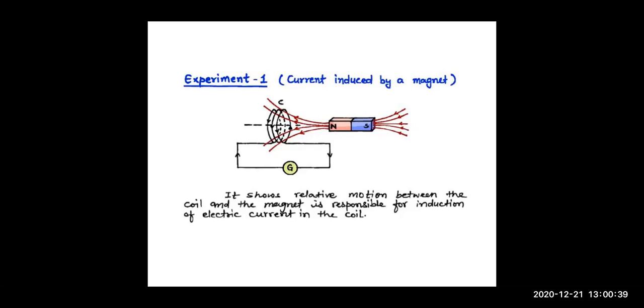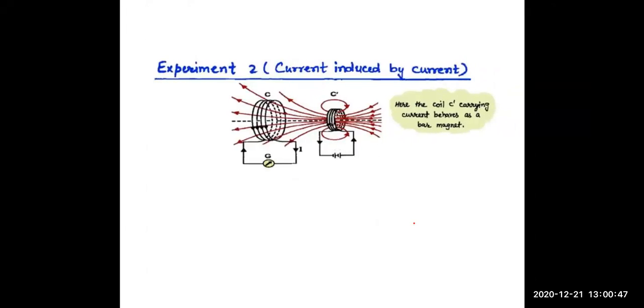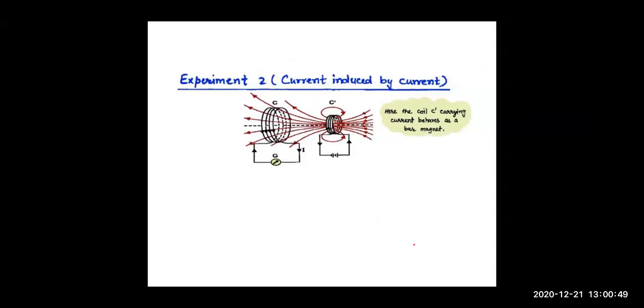So it showed that relative motion between the coil and the magnet is responsible for the induced current in the coil. Now, let's move towards the second experiment. Now, children, the first experiment was that motion is required. There should be relative motion between the two. And there we had a bar magnet.